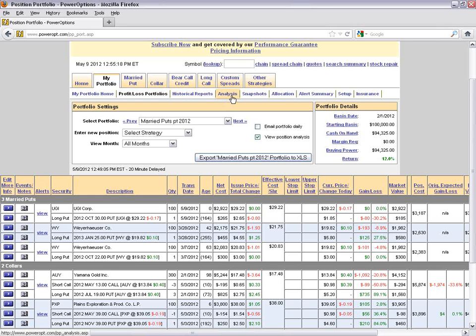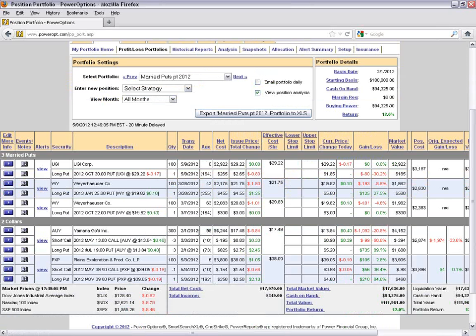Okay, so when you close a position or roll a position, you'll no longer see it in the profit and loss portfolio. Now the first thing I wanted to point out here is that notice on my portfolio I have this box checked for view position analysis. What that did is it added these sort of 8 columns over to the right hand side that are truncated right now, and I'll show those in a minute.